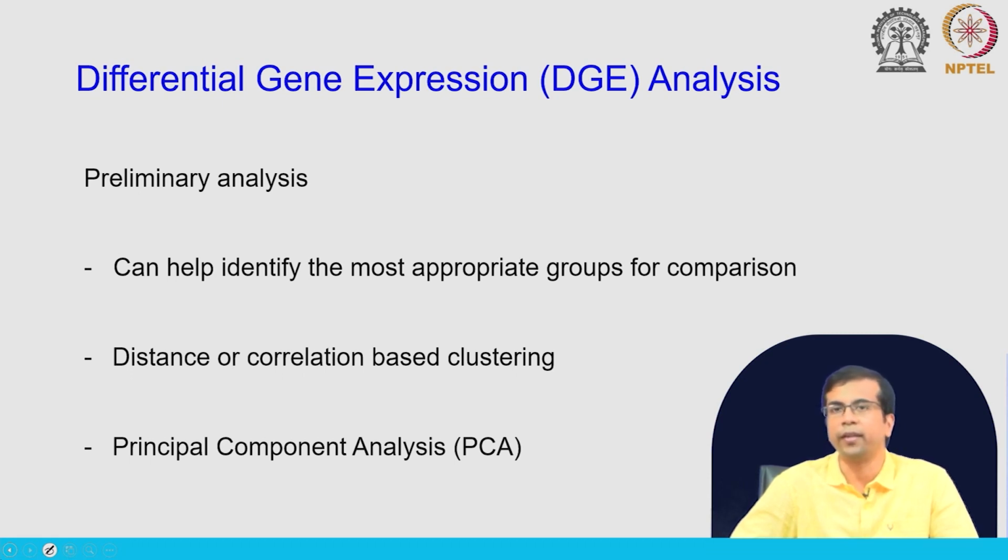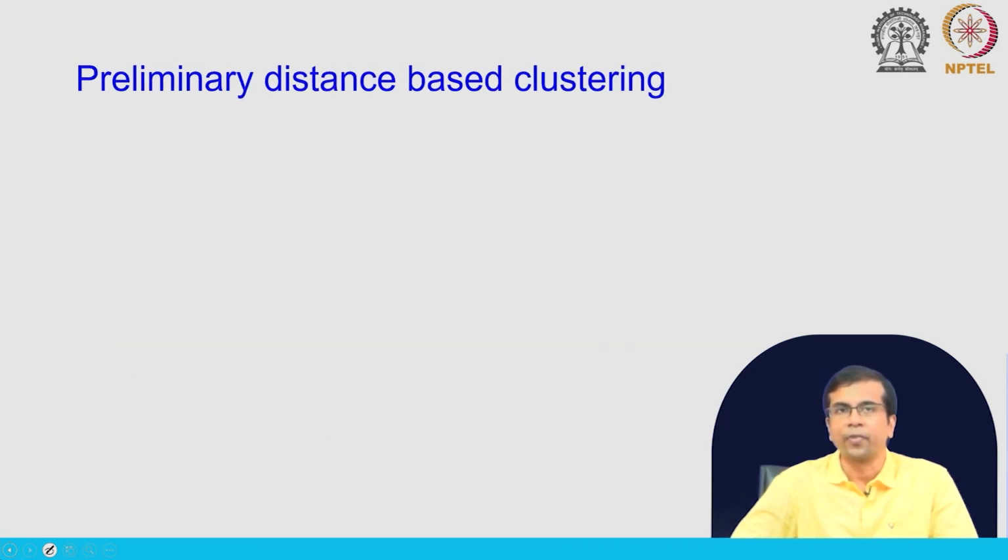We used this data for normalization, and we explored different types of normalization with that data. I will use the same data to show you how this correlation based or distance based clustering will look, and what we will get if we do the principal component analysis on that data set. That will give us some insight into the data and the biology of the data. Let us look at the preliminary distance based clustering.